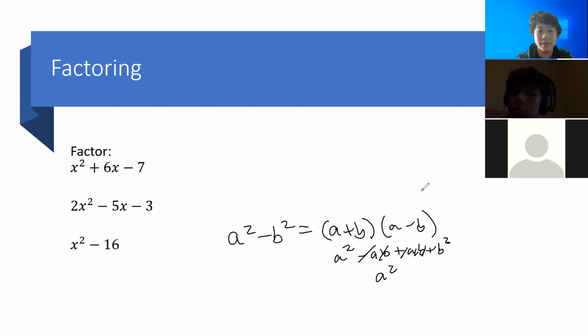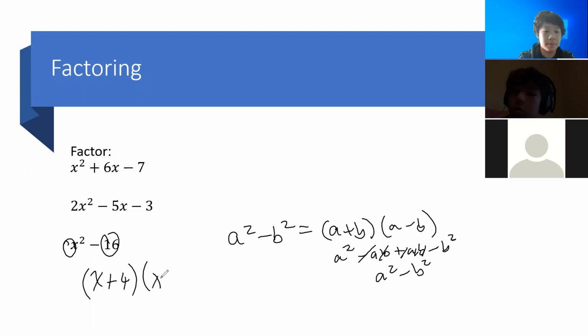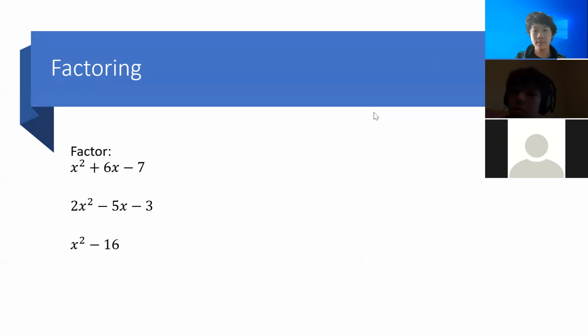Oh, actually, it's not plus b squared. It's minus b squared. A squared minus b squared. Okay, so this is the difference of squares rule. And if you don't know that rule, then it's really hard to do it. But as you can see here, a is x, b is 4, because 16 is 4 squared. So this is just x plus 4, x minus 4. Okay, so that should be review for most of you.